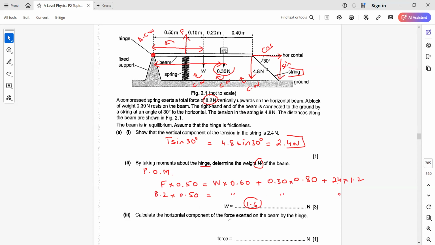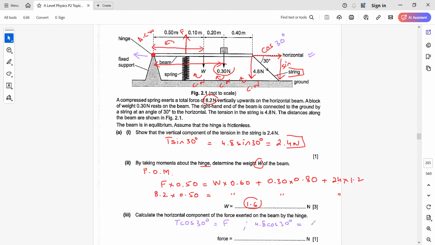Now calculate the horizontal component of the force exerted on the beam by the hinge. The only horizontal force you have here is this, right? The hinge should exert a horizontal force in this direction since the beam is in equilibrium. If it is in equilibrium, total left and total right should be equal. So that would be the horizontal component, T cos 30, as the resultant force. That would be 4.8 cos 30.